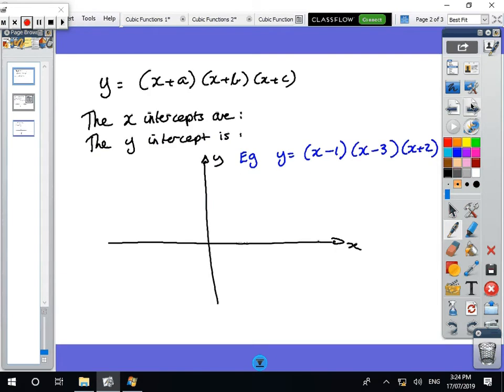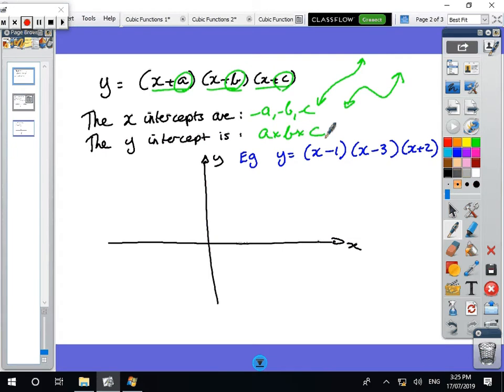Okay, so what we've got is x-intercepts and y-intercepts. Now, instead of the shape being that shape for the cubic, it's going to have a roller coaster shape. Still finishing in different directions, but rather than having the y equals x cubed straightforward shape, it's going to be a roller coaster shape. To find the x-intercepts, you just take the opposite numbers in the brackets. So it'd be minus a, minus b, minus c, and the y-intercept would be a times b times c.